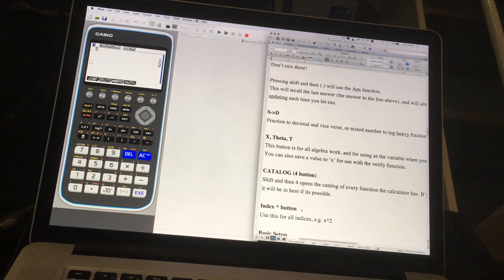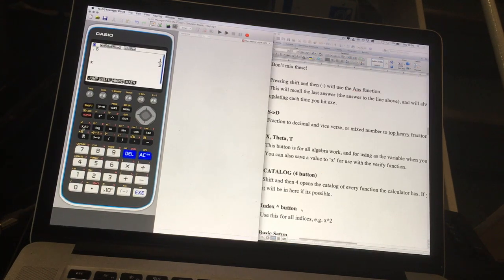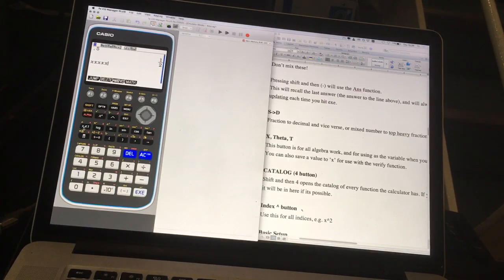X theta t, which is the variable button, we've already talked about that. So at the moment it's saying X, it will change depending on what kind of functions you're messing around with.